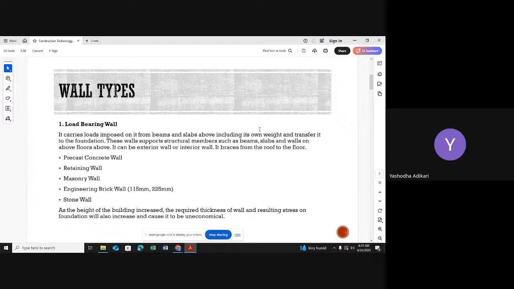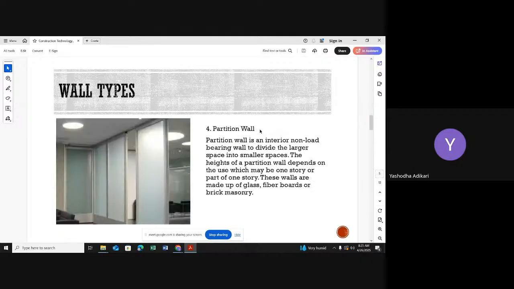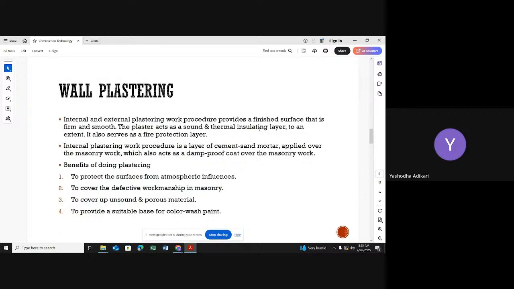The first one is the load bearing walls. Second one, non load bearing walls. All right. And cavity walls, partition walls. Those are the wall types, wall constructing types, right?